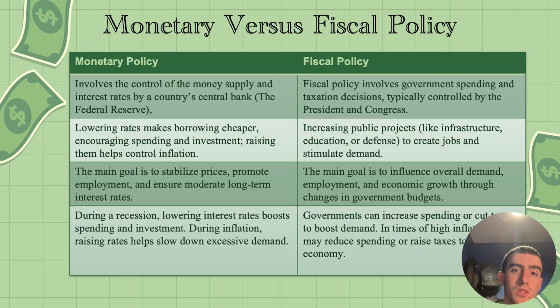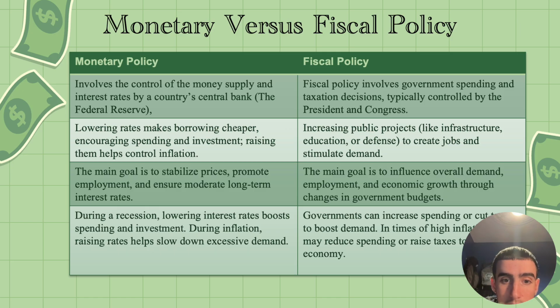So here we have monetary versus fiscal policy. On the left, we have monetary policy. This involves the control of money supply and interest rates by a central bank, whereas fiscal policy involves government spending and taxation decisions, typically controlled by the president and Congress. Back on the left, with monetary policy, lowering rates makes borrowing cheaper, encouraging spending and investing. Raising them helps control inflation, whereas through fiscal policy, increasing public projects like infrastructure, education, or defense creates jobs and stimulates demand.